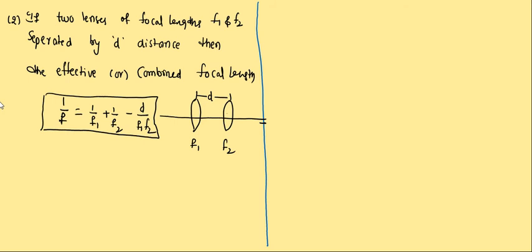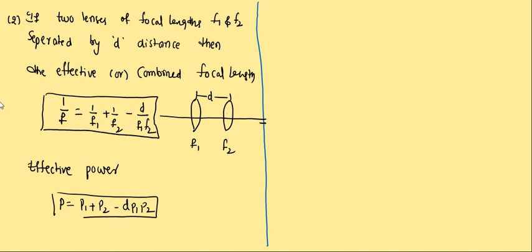If you want to go for the effective power, we write like this. Combined power is P1 plus P2 minus d P1 P2, where P1 is 1 by f1 and P2 is 1 by f2.